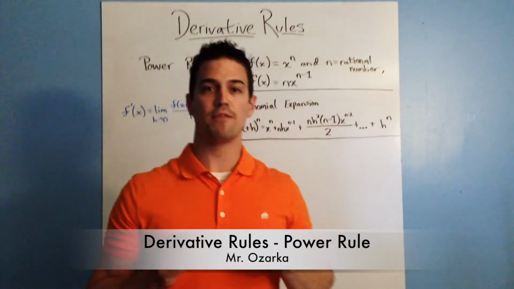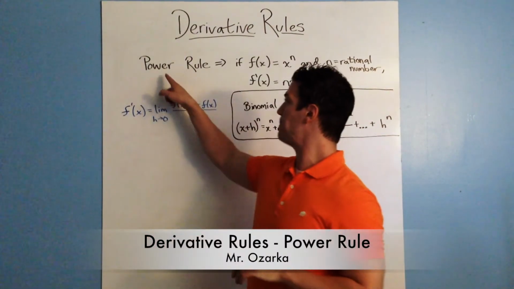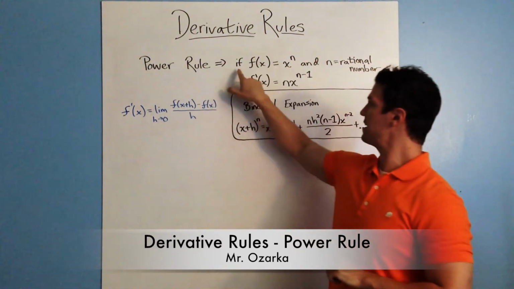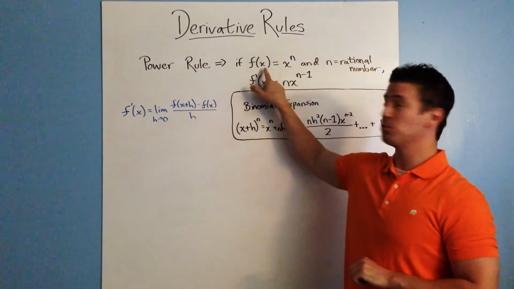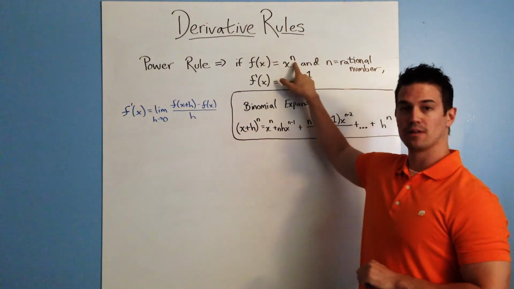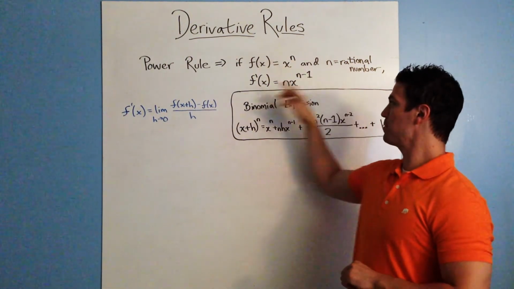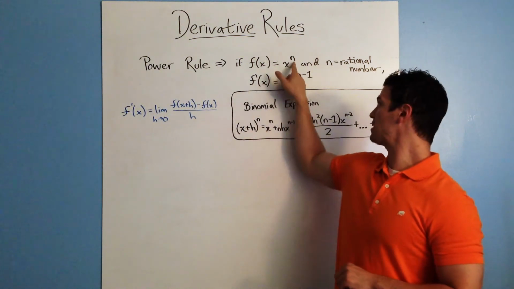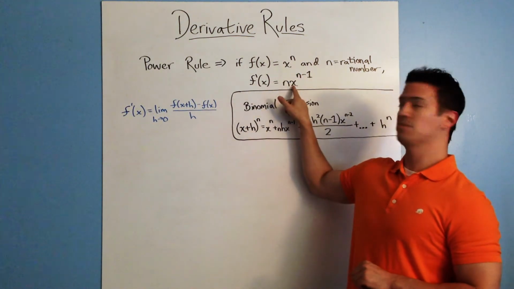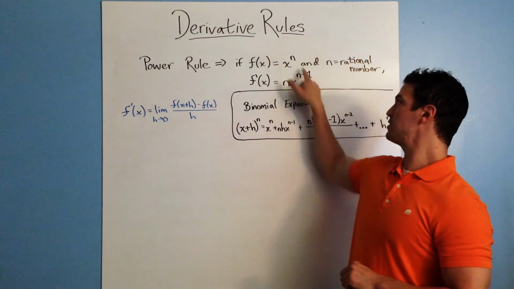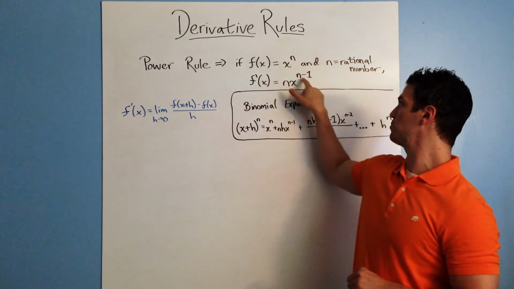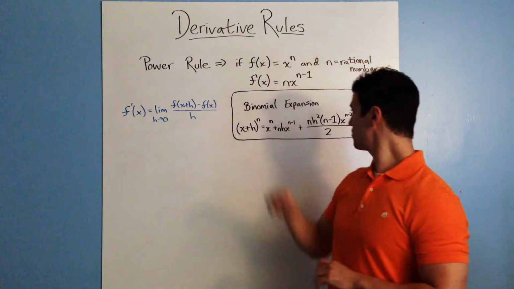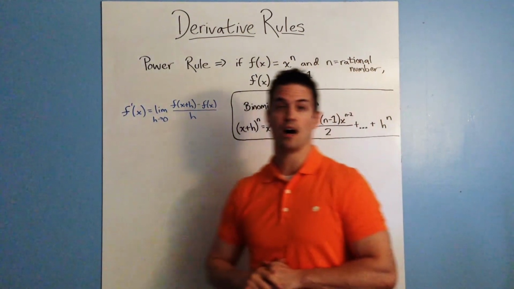Okay, so the next derivative rule that we're going to be covering is called the power rule. Basically, what the power rule says is if you have some function f of x equal to x to the n power, and n is equal to a rational number, then f prime of x is equal to that exponent n times x to the n minus 1. So basically the power reduces by 1, and then you pull out that n and put it in front. So now it's a multiple of that function.